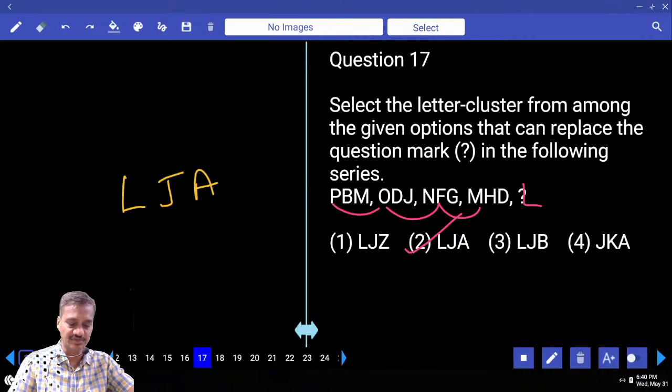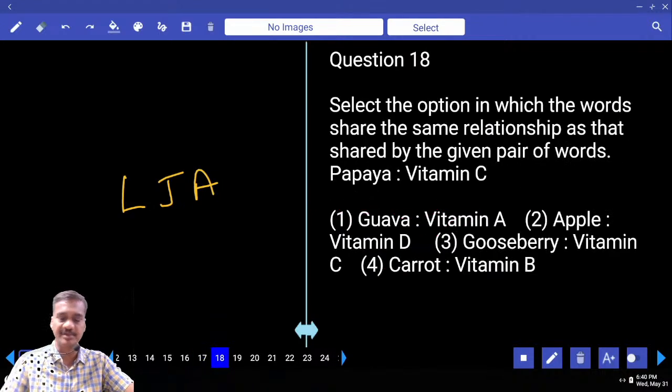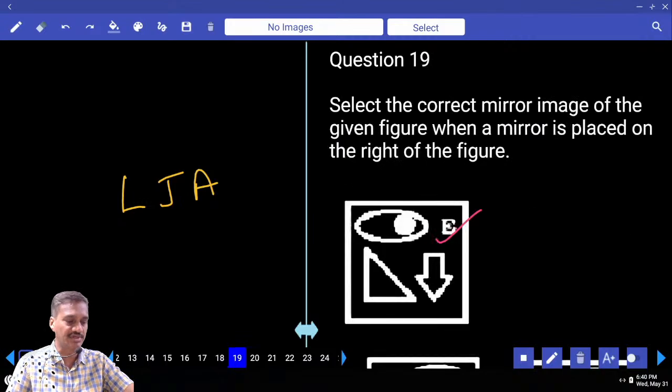The next one, 18th one. Now in this 18, papaya consists of vitamin C. And in the same way, guava, vitamin E is ruled out, A is ruled out. Then apple and gooseberry again have vitamin C, that is choice 3, 18.